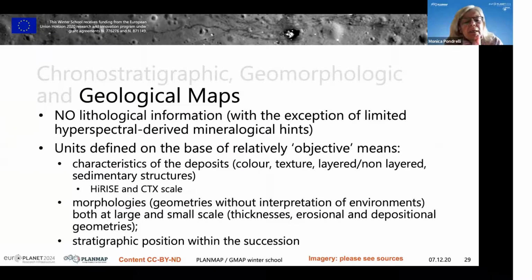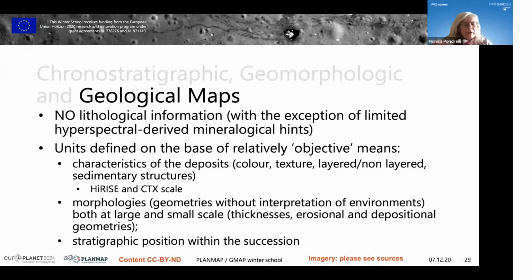Geological maps, okay, we have no lithological information. We stand always there. We have the exception of some hyperspectral-derived mineralogical hints, but basically we don't know which rock that is. This is true. But on Earth, geological maps are intended to be the most objective, between brackets, tool that we have to map our area. Objective, because lithology is something, I mean, a rock is a rock, no?